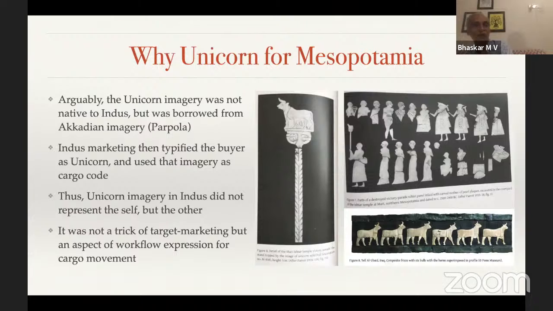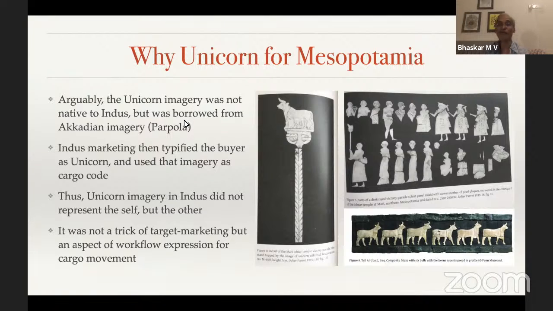Now I come to why unicorn for Mesopotamia. Why? Arguably, and this is a big arguably, maybe I should put it in bold, the unicorn imagery was not native to Indus, but was borrowed from Akkadian imagery. So this imagery was known to the Indus people, the one-horned animal, or the bull, which was always a bull, never a cow, which was always male, never female. It was never a fertility marker, but a virility marker.